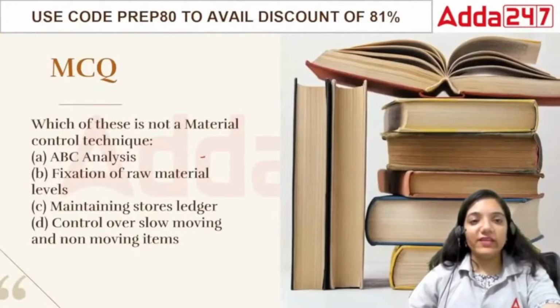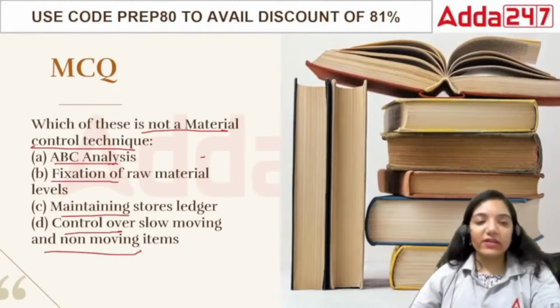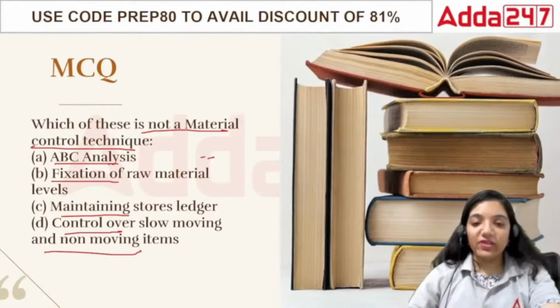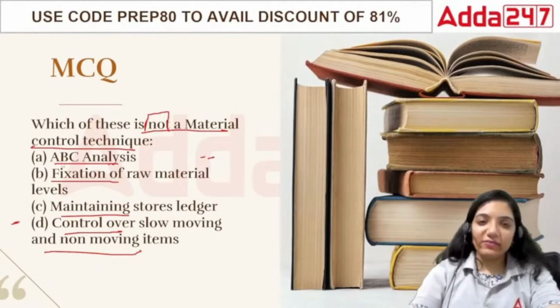Then, which of these is not a material control technique? ABC analysis, fixation of raw material levels, maintaining stores ledger or control over slow moving and non-moving items. Which among the following is not a material control technique? Material control technique talks about, we have raw material, we have WIP and we have finished goods. We have 3 kind of things. We have to make sure that whatever we are using, be it raw material, WIP or finished goods, they are kept in a proper manner. ABC analysis means A, B as well as C. All these things, when we talk about it, there is something called ABC inventory control.